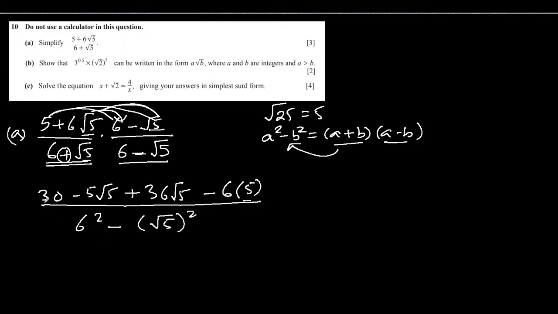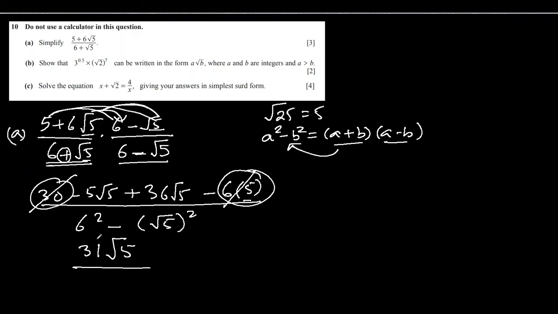So let's simplify. This is 30. Yeah, 6 times 5, 30. This is 30. So they will cancel out because one is positive, one is negative. And minus 5 square root 5 plus 36 square root 5 will be 31 square root 5. Okay, now 6 squared is 36.